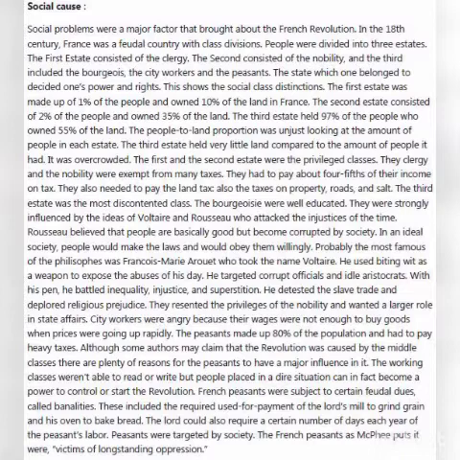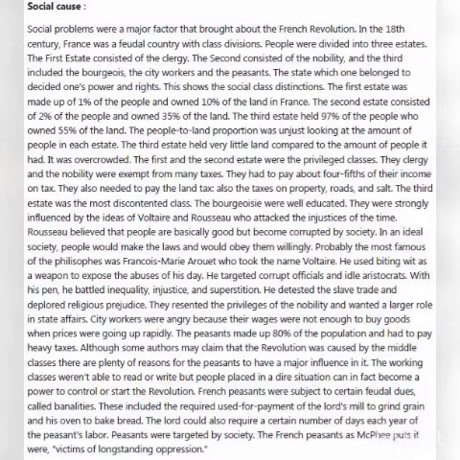It was overcrowded. The first and the second estate were the privileged classes. The clergy and the nobility were exempt from many taxes. The third estate had to pay about 4/5 of their income in tax. They also needed to pay the land tax, and the taxes on property, roads, and salt. The third estate was the most discontent class.